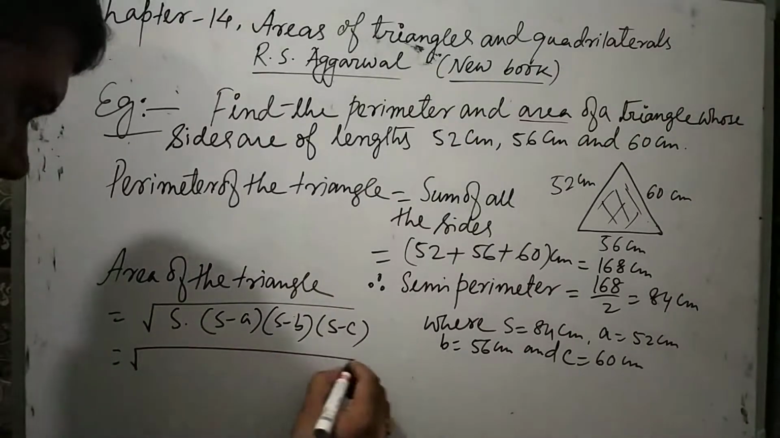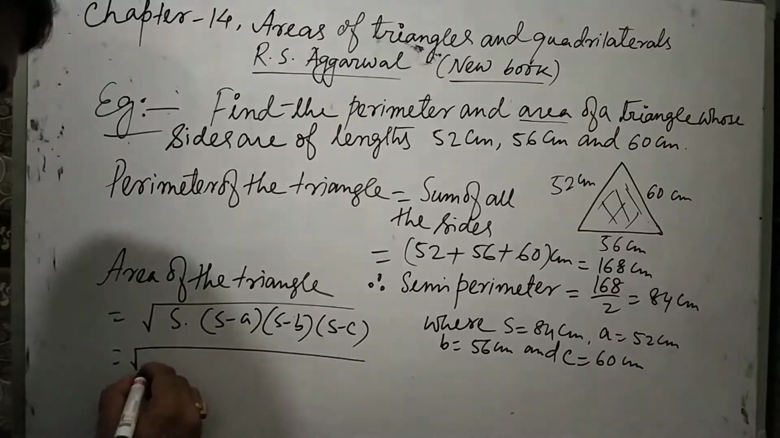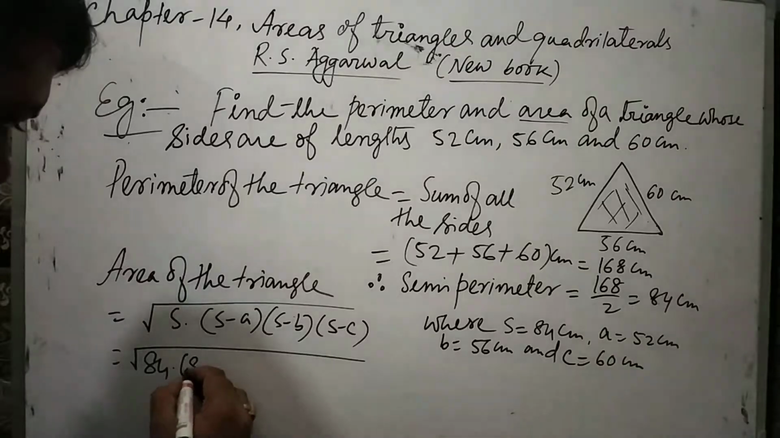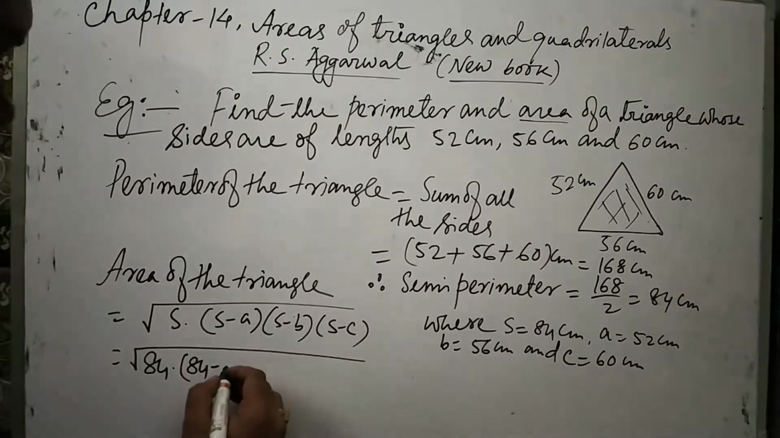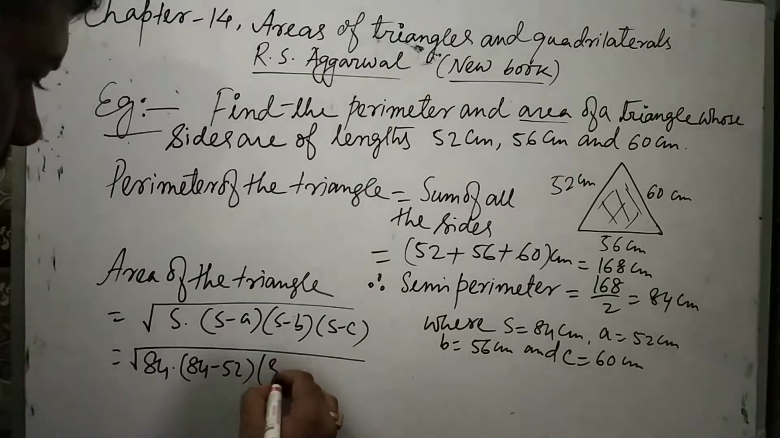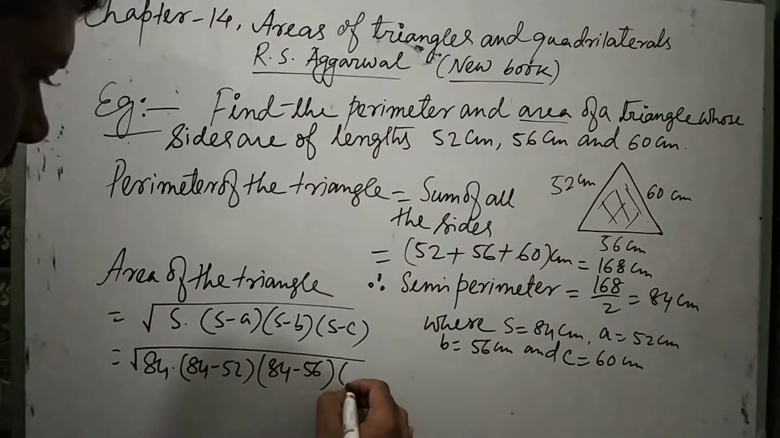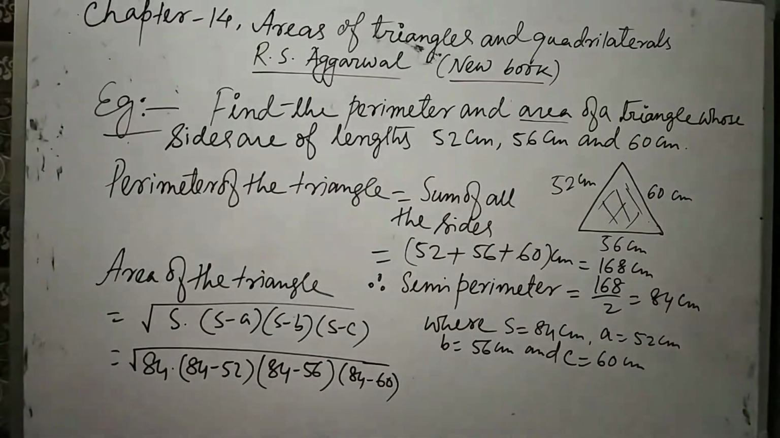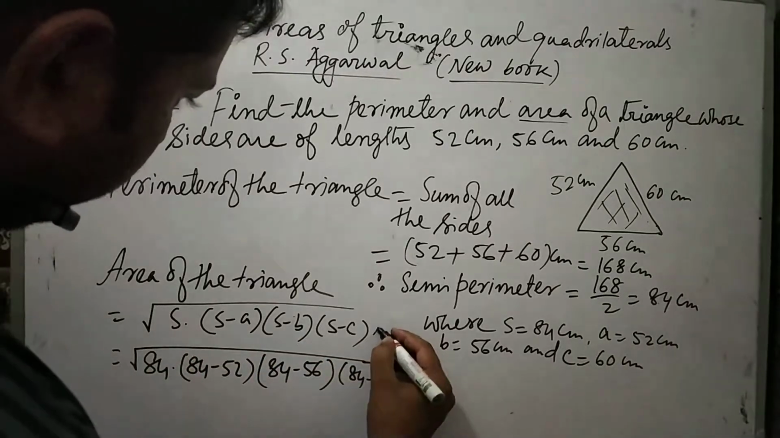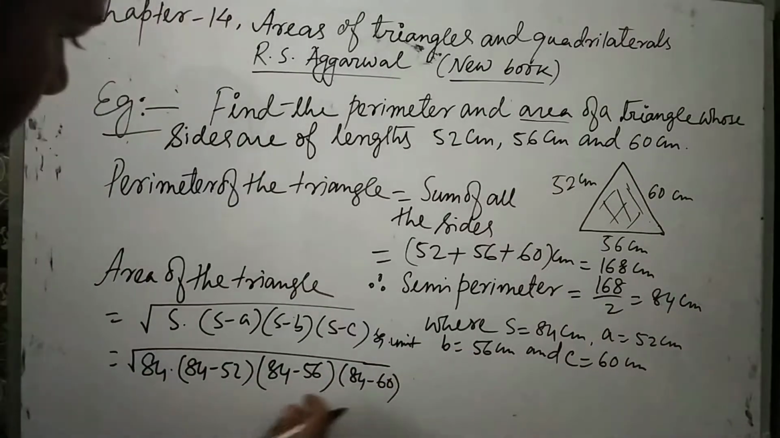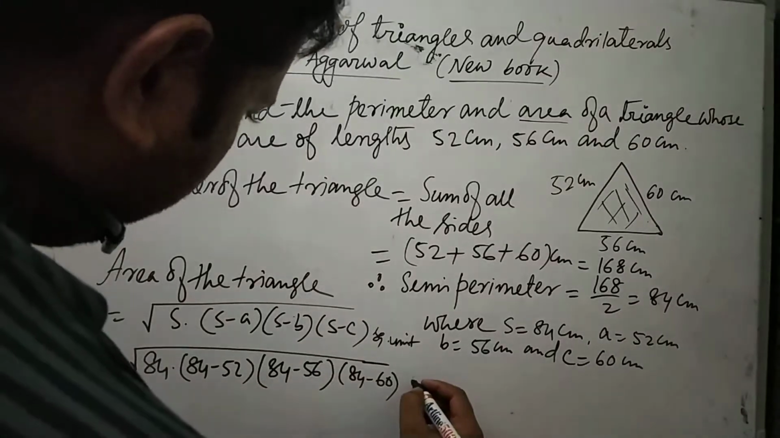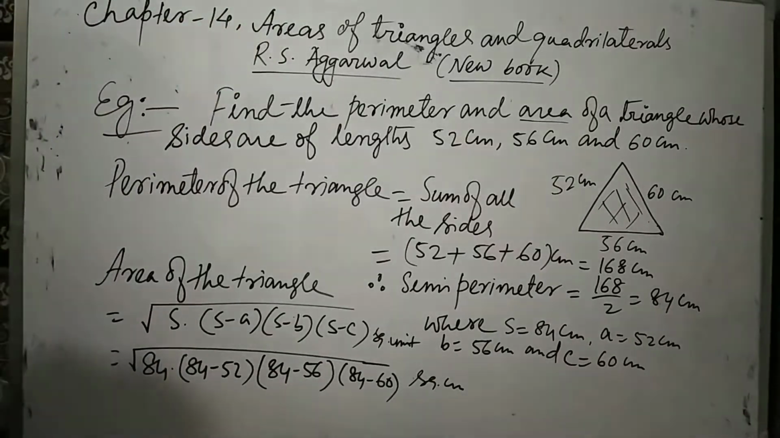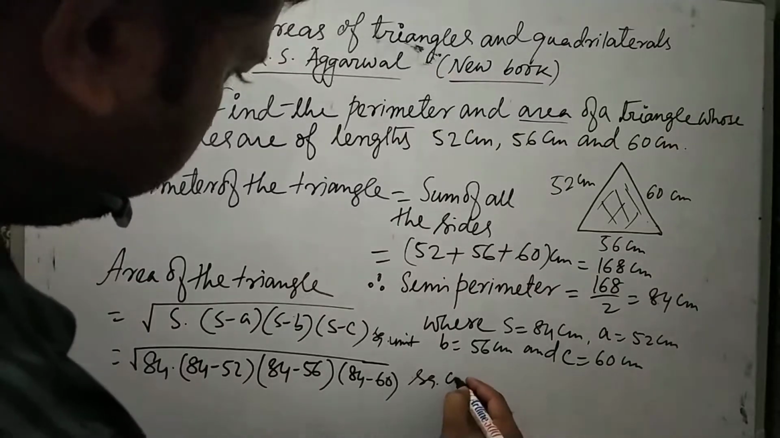So it will be root over s is 84, s minus a, that is 84 minus a is 52, then 84 minus 56, then 84 minus 60. Now what will be the unit? Here you can write square unit, but here the lengths are in centimeter, so it will be either centimeter square or square centimeter. Okay, write down square centimeter.